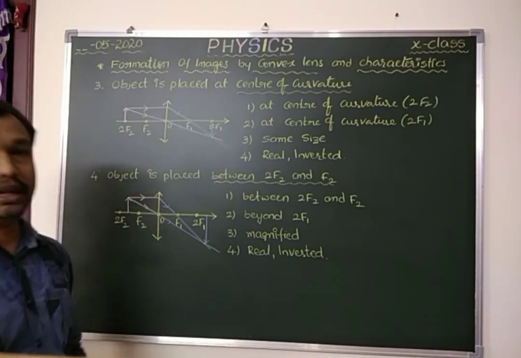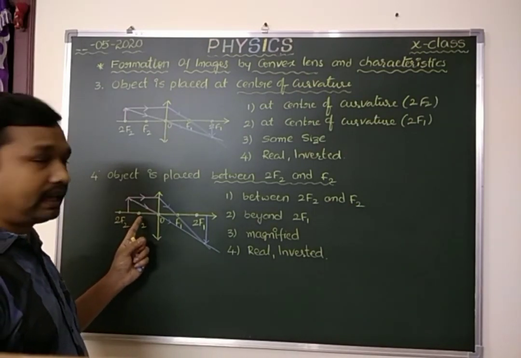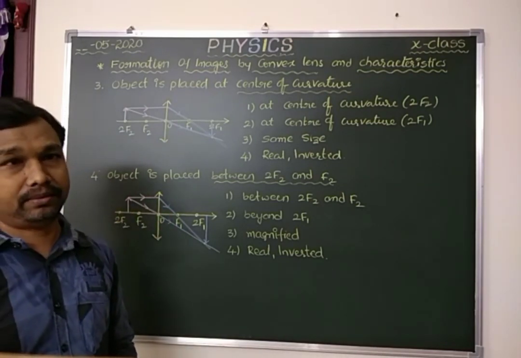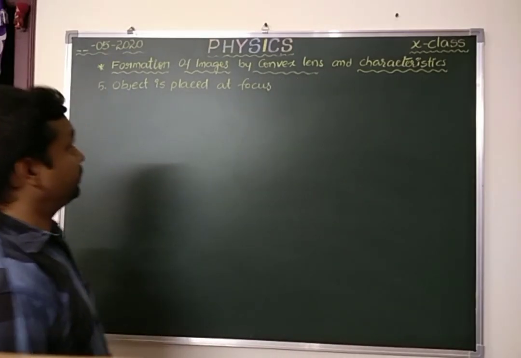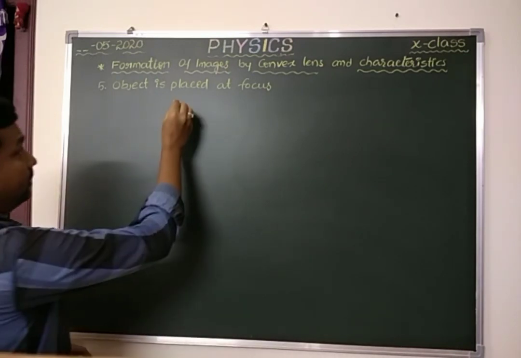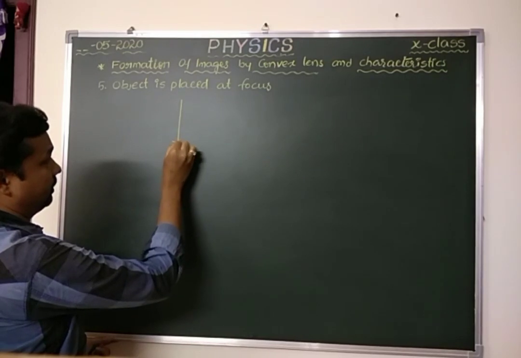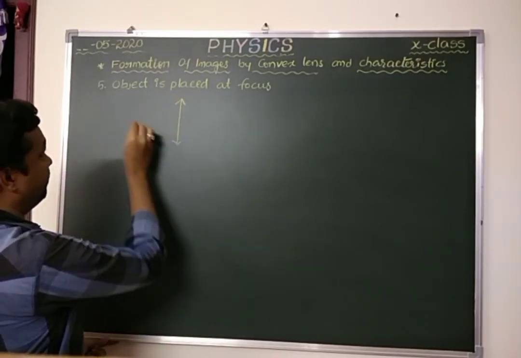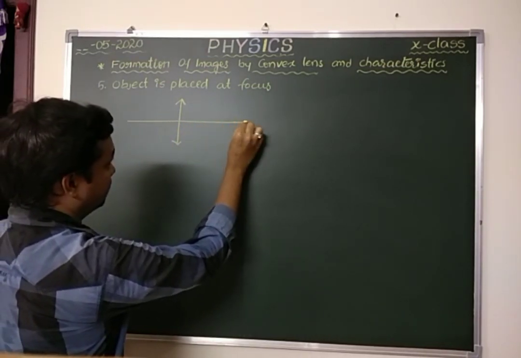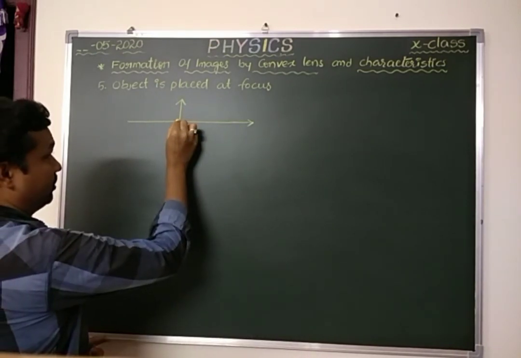Still two more ray diagrams are there. One is with the object placed at the focus, and the next one is placed between focus and optic center. Coming to the next ray diagram, object is placed at focus. Right now I am going to take a lens, having optic center, focus, center of curvature, and the principal axis.